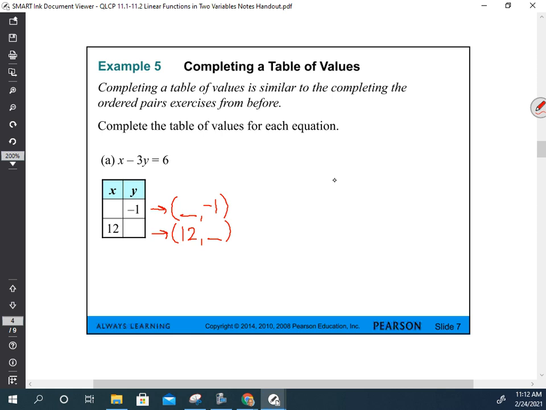So, there's two parts of this problem. We have blank, comma, -1. That means we don't know what x is equal to. Y is equal to -1. And 12, comma, blank. We know that x is equal to 12. We don't know what y is equal to. So go ahead and take a good 2 minutes, knock those out.